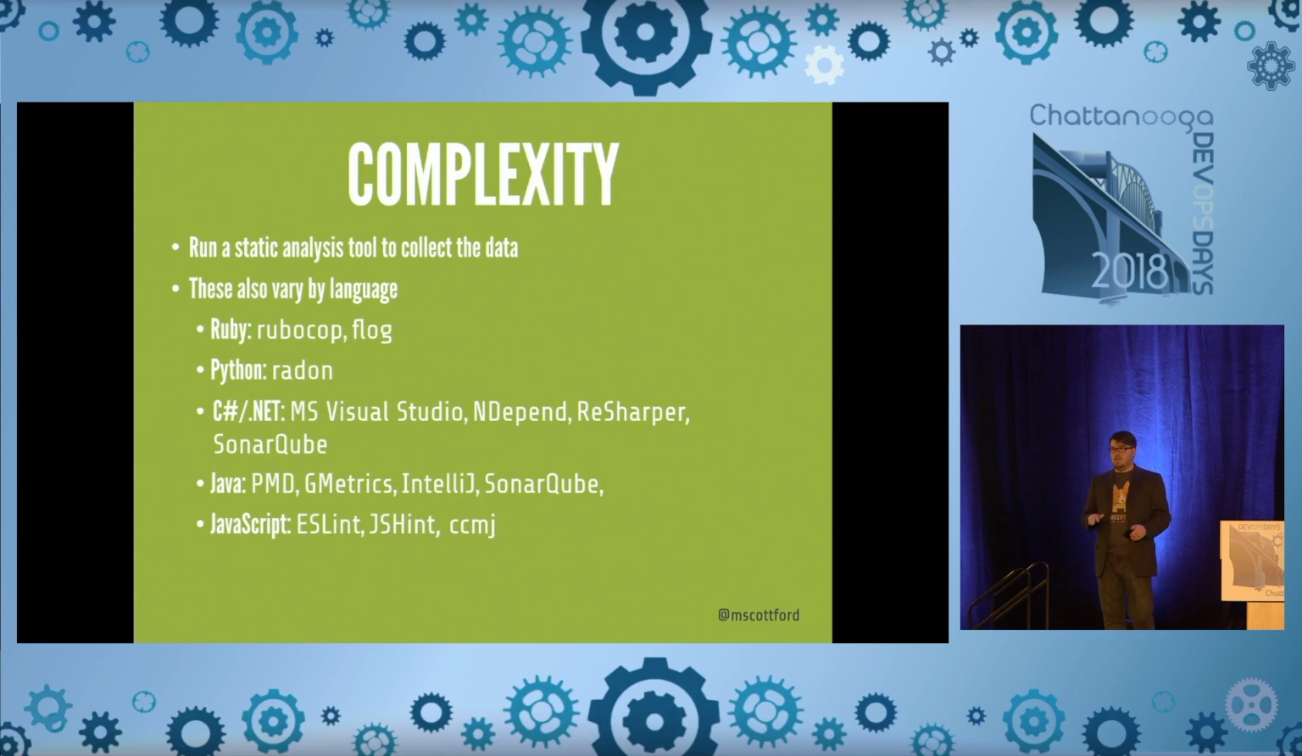Complexity static analysis tools, such as SonarQube, which is on that list. My favorites for Ruby are Rubocop and Flog, for Python, Radon. If you're using C#.NET, Visual Studio has good built-in support for this. There's also a really good tool called NDepend in the .NET world.